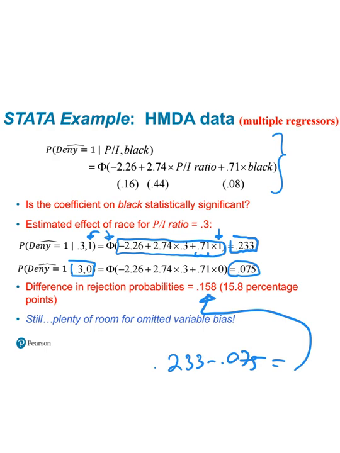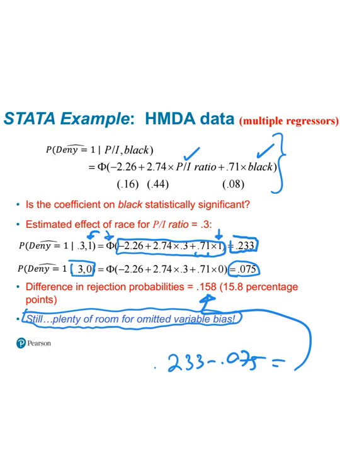All right, but let's take that with a grain of salt, because there's still plenty of room for omitted variable bias. Right? In this simplistic world, we're saying only the PI ratio is important, only your black or non-black status is important. No, there's probably 10 other things that are relevant when someone's deciding whether or not you should get a loan. Right? So we need to control for those.